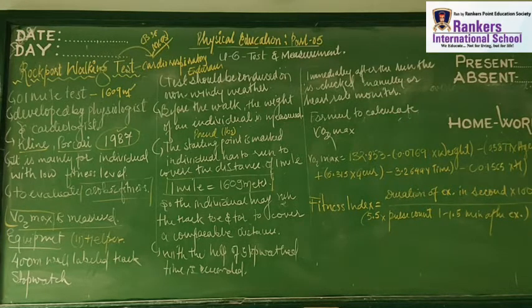So the individual has to walk or run to cover the comparable distance. With the help of a stopwatch, we'll record the time. Immediately when the run is over, we will check the heart rate of the individual manually, and then we will give a formula. This formula has to be used to calculate the maximum volume of oxygen.